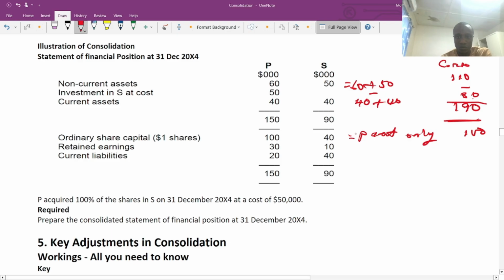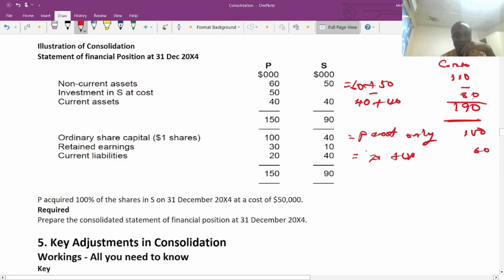Then also, when we are talking about the retained earning, it has further aspects of the post acquisition share of the retained earning. So now let's look at the current liability. We are going to add 20 plus 40. All liabilities of the parent and subsidiary, we are going to add. 20 plus 40 will give us 60.